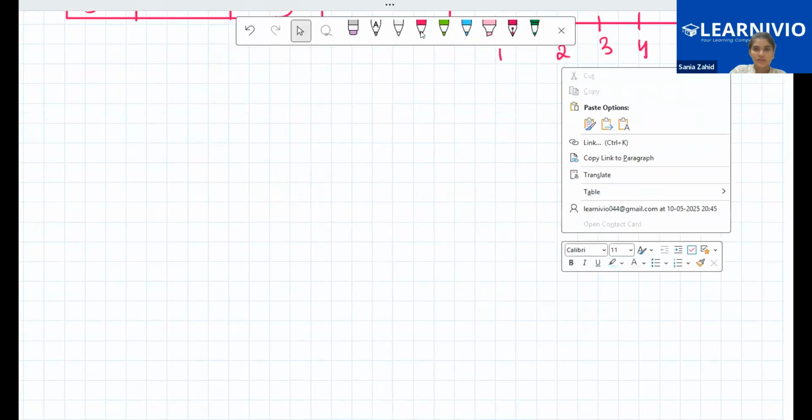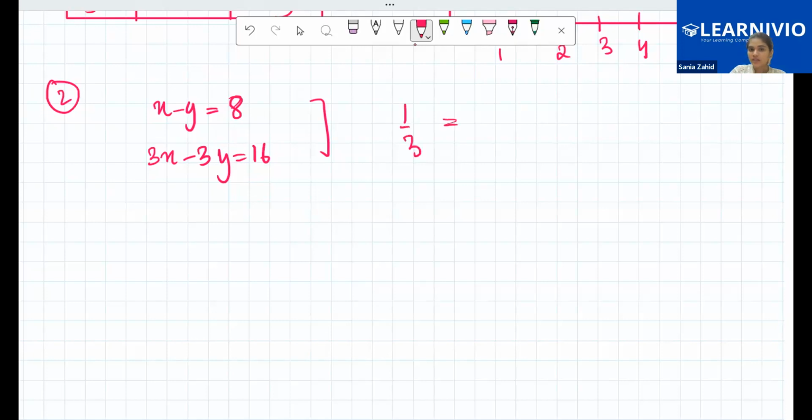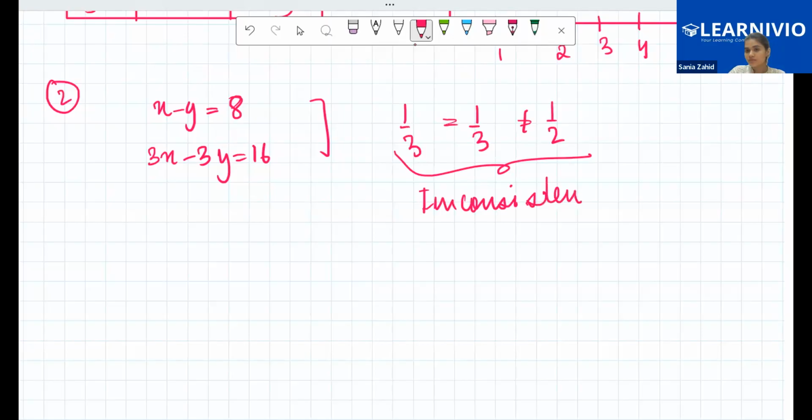Now the second one, what does it say? x minus y is equal to 8 and 3x minus 3y is equal to 16. So what kind of equations are they? They are inconsistent. They are parallel lines. Exactly, because here 1 by 3 is equal to 1 by 3, which is not equal to 1 by 2. So basically, they are inconsistent. And how many solutions? They have no solution.